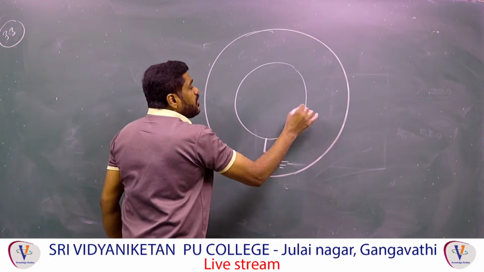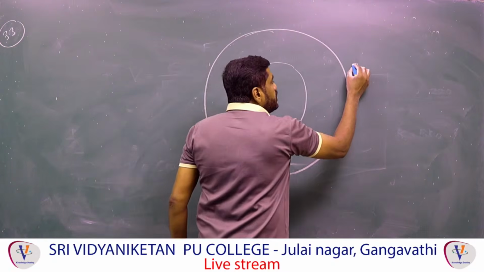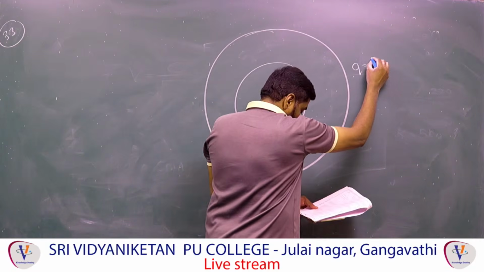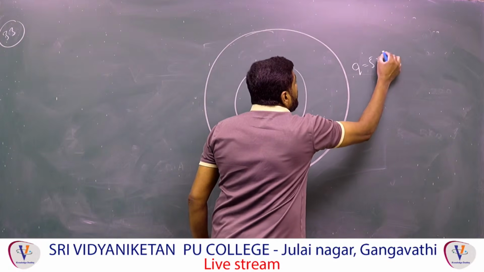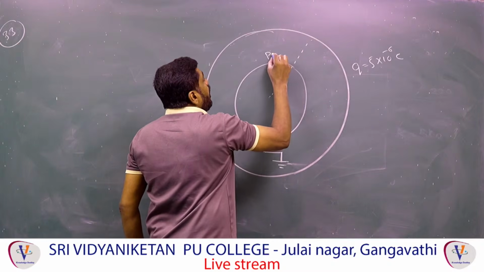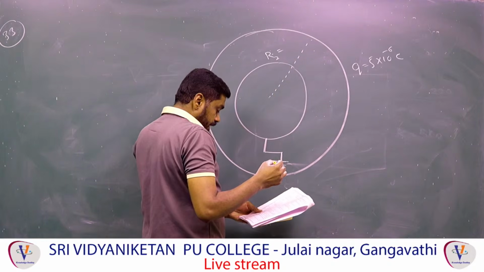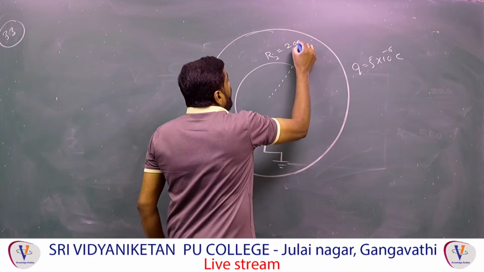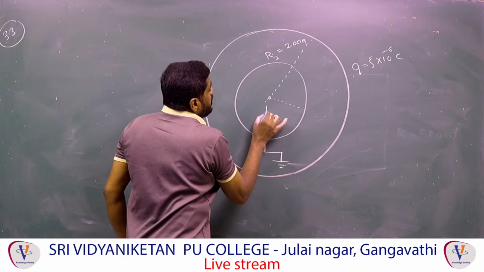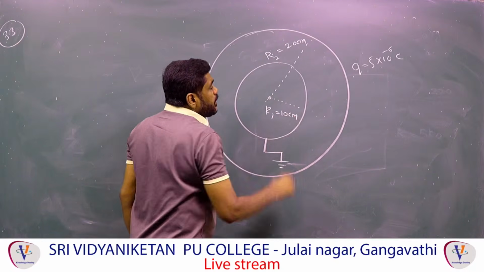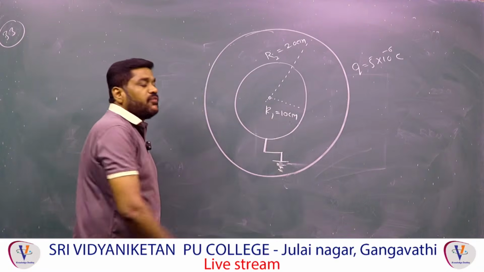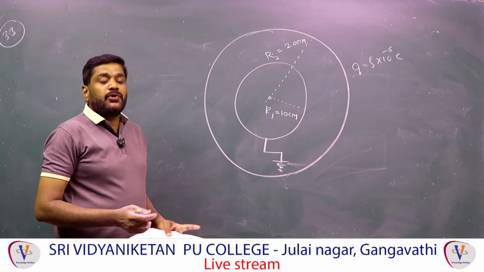Earth means the potential on it must be equal to 0. The charge on the outer sphere is Q equal to 5 into 10 power minus 6 coulomb. The radius of the outer sphere R2 is 20 centimeter, and the radius of the inner sphere R1 is equal to 10 centimeter. Therefore, whenever the inner sphere is earthed, compulsorily its potential is equal to 0.